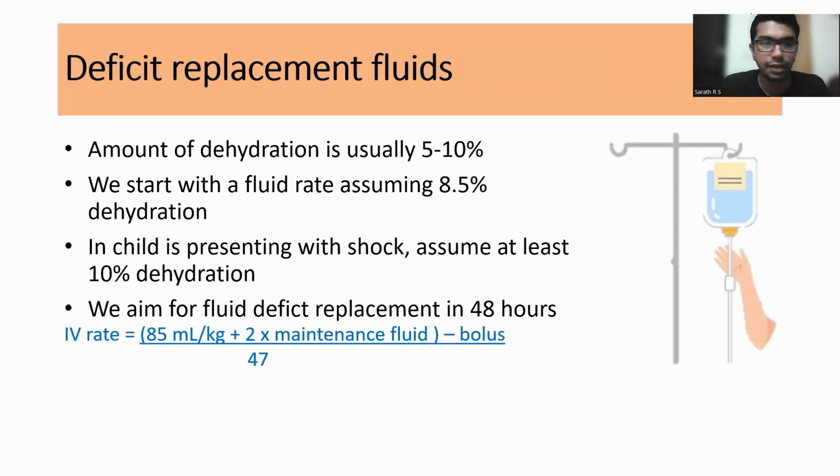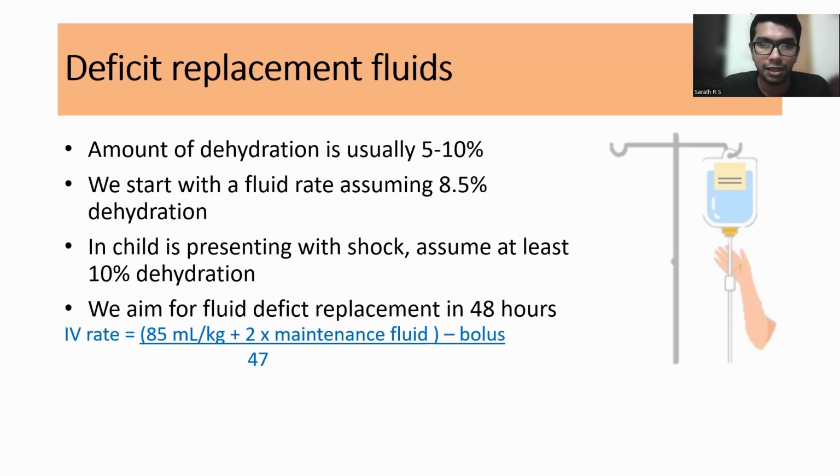So for the infusion rate, for each percentage of dehydration, we have to give 10 ml per kg of fluid. So if you are assuming 8.5% dehydration, you have to give 85 ml per kg. That is for dehydration, the total net fluid loss. And we are planning to correct over 48 hours, which means 2 days. So you have to add twice the maintenance fluid, because we are calculating for 2 days. And you have to subtract the bolus, and we divide it by 47. Why not 48? We are correcting over 48 hours, but we divide by 47 because we have already consumed 1 hour for giving the bolus. So this is the formula.